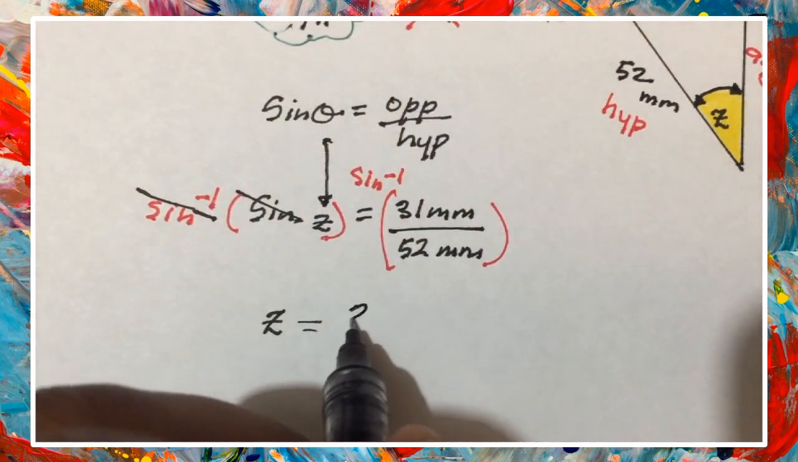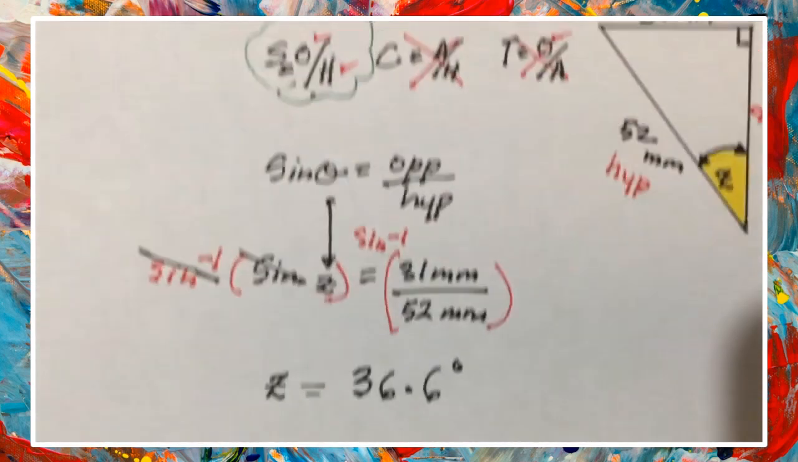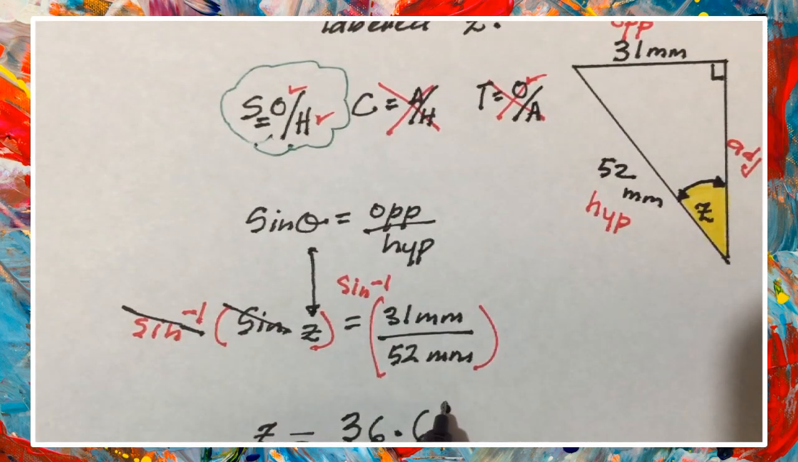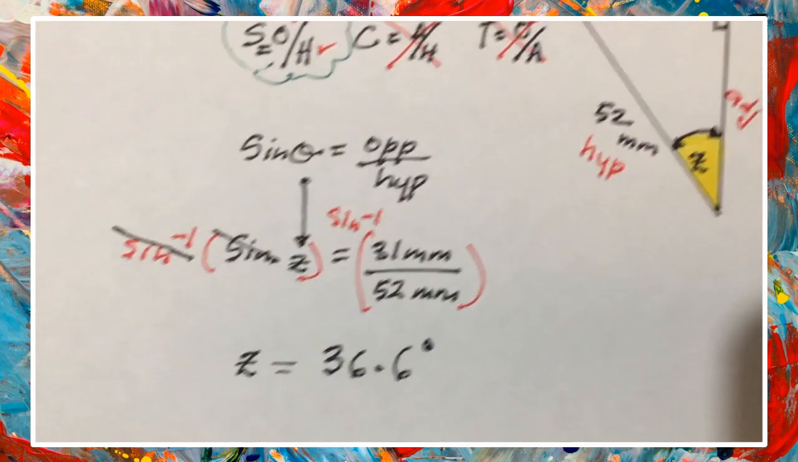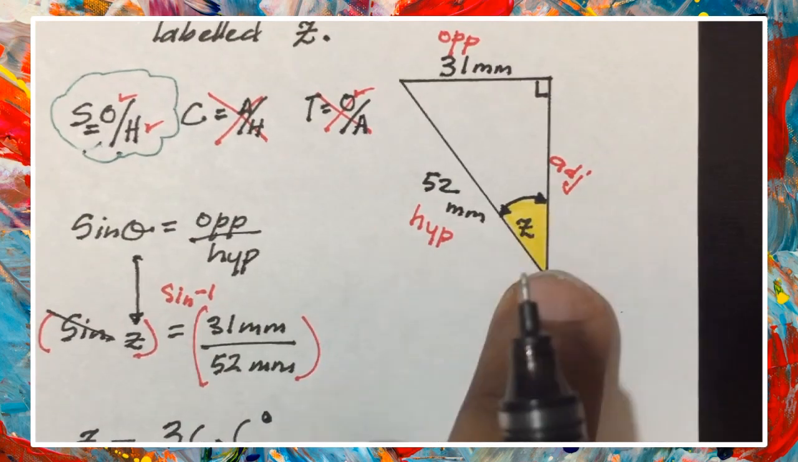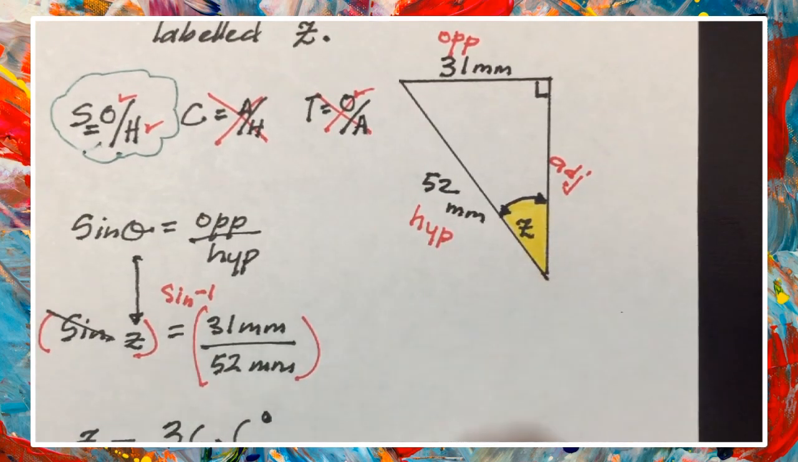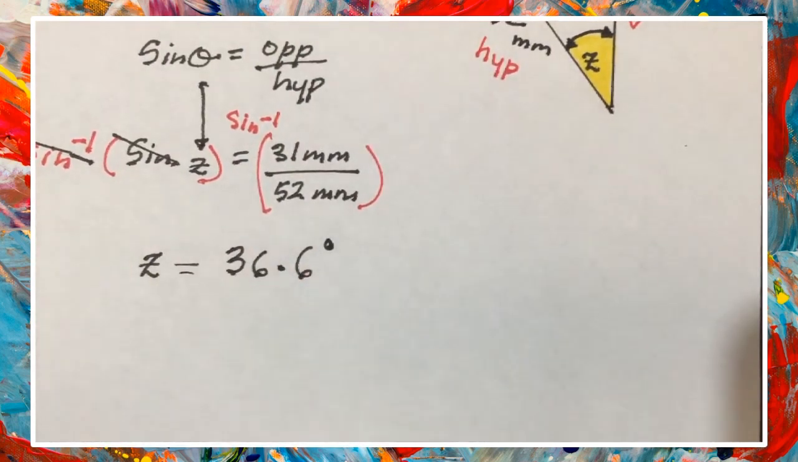So Z is going to be 36.6 degrees. And that's it. Let me just make this look like a degree. Great. That's it. Easy. So the size of this angle, or the magnitude of this angle right here, labeled Z, is 36.6 degrees.